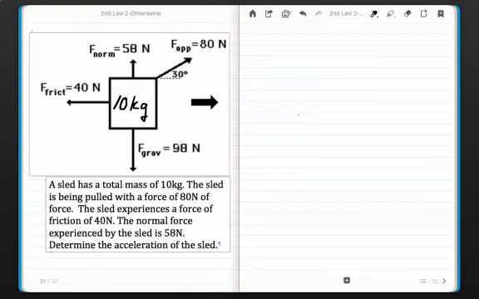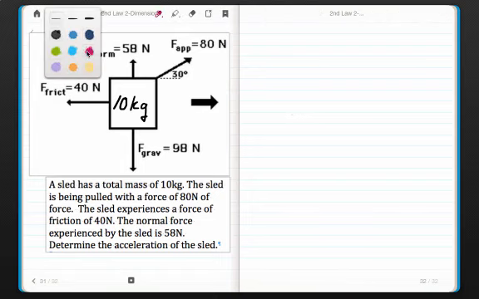Hello ladies and gentlemen, in this video segment we're going to learn how to draw free body diagrams in 2 dimensions and to calculate the net force in 2 dimensions. So in this scenario here we have a sled with a total mass of 10 kilograms. The sled is being pulled with a force of 80 newtons, and that is represented up here. The force applied is 80 newtons.